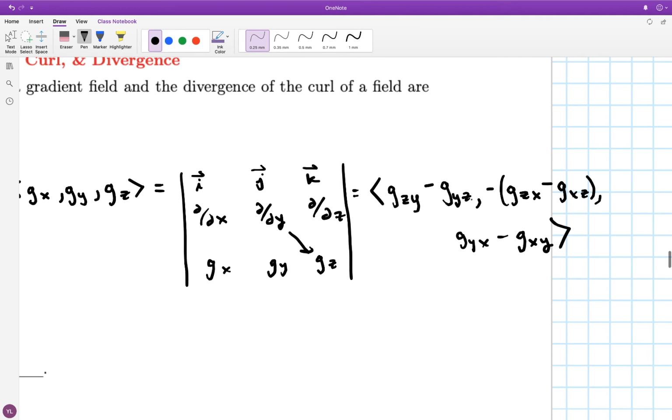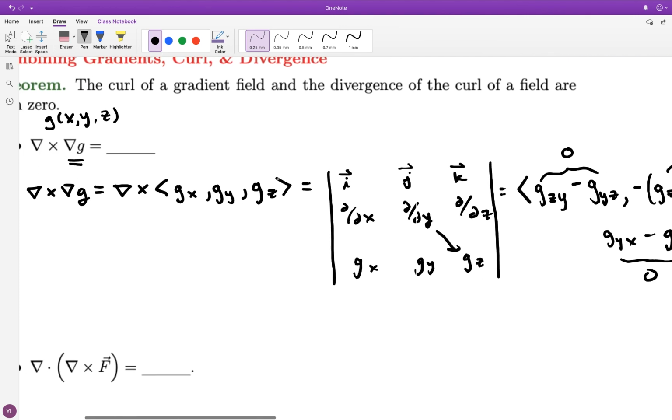and g sub yz. Well, if the g function happens to have continuous second partial derivatives, then by Clairaut's theorem, I know each of these mixed partials are equal to each other. So g sub zy is actually equal to g sub yz. So this is 0, this is 0, and this is 0.